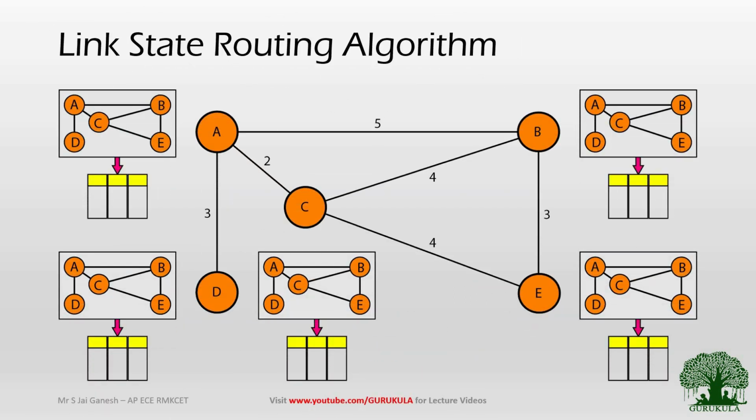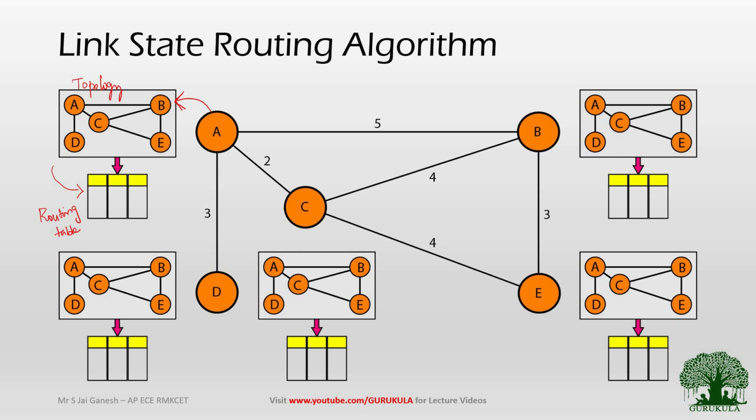So we will take the same network again over here, and then we will see how the routing tables are created, especially when we use link state routing algorithms. So here in link state routing algorithms, each and every node will know the complete structure of the network, and this complete structure of the network is what we call the topology. So each and every node in the network has the complete topology in mind. And by using this particular topology, the node will create its own routing table.